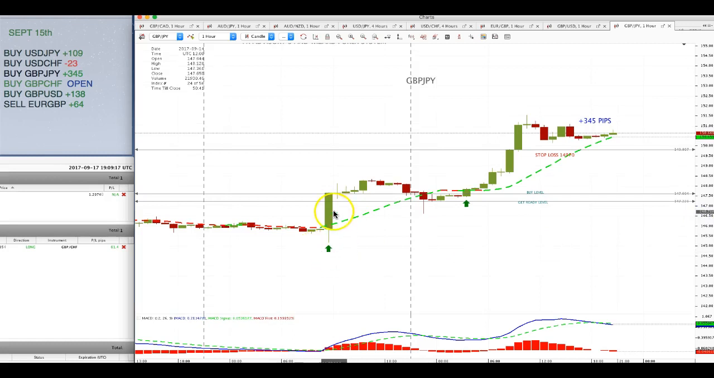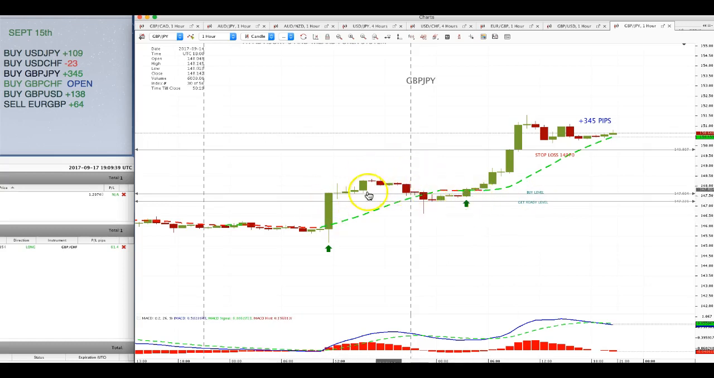On Thursday, we had a nice rally on pound yen. The wizard gave us a buy signal, and I didn't take this trade because the market had moved so much. I was waiting for a pullback. So the next day on Friday, we not only had a signal on the FX advisory indicator, but also on the wizard. So that one I took.